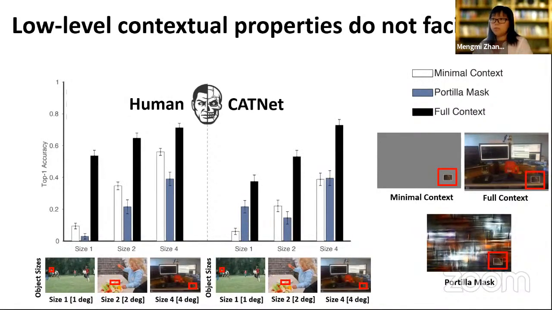CRTNet performance is, however, slightly different. The low-level texture features improve the recognition with respect to the minimal context only for object size 1, but this effect was much smaller than on the larger target object sizes.